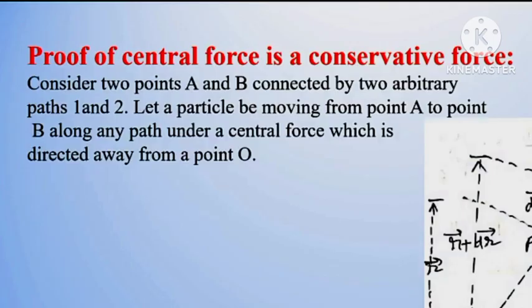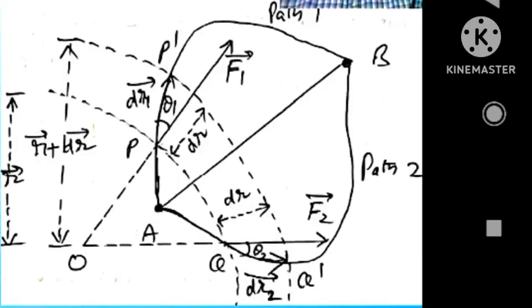Next, proof of the central force. Consider 2 points connected by arbitrary paths. Let the diagram be as shown below. This is path 1 and path 2, from A to B. These are the directions of r bar 1 and r bar 2. This is the diagram for conservative force in central force.